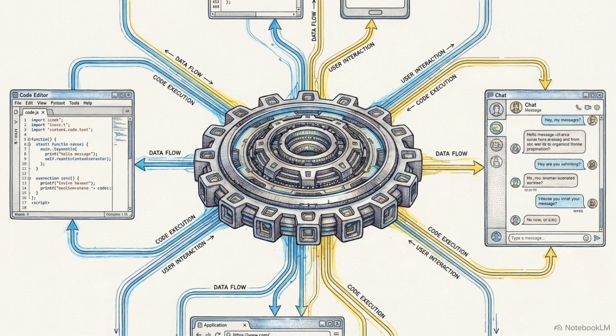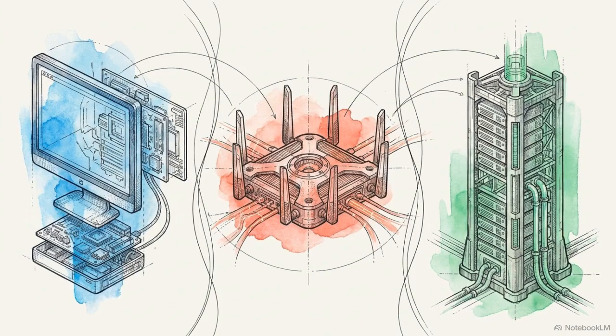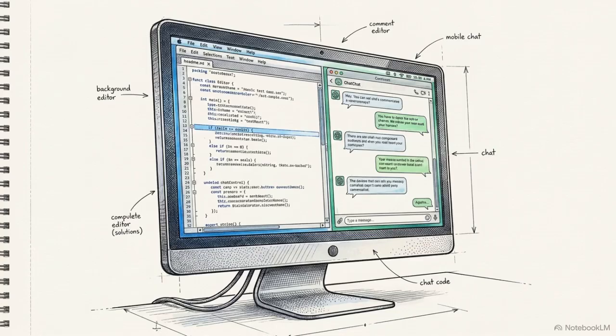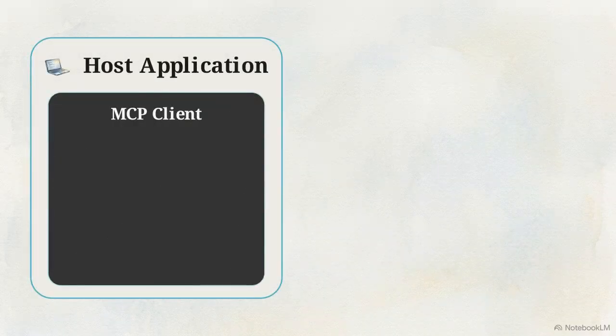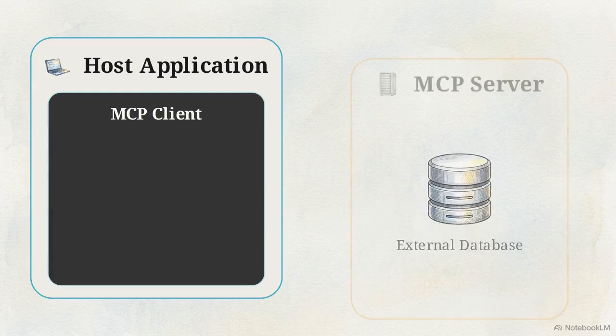This standardized connection relies on 3 core structural components that replace bespoke APIs: the host, the client, and the server. The host is the user-facing AI application itself, like the Cursor IDE or the Claude desktop application. Nested directly inside that host application is the client, acting as an internal router, natively speaking the MCP protocol. On the other end is the server, a lightweight program wrapping an external tool or database, exposing it to the client in a standardized format.